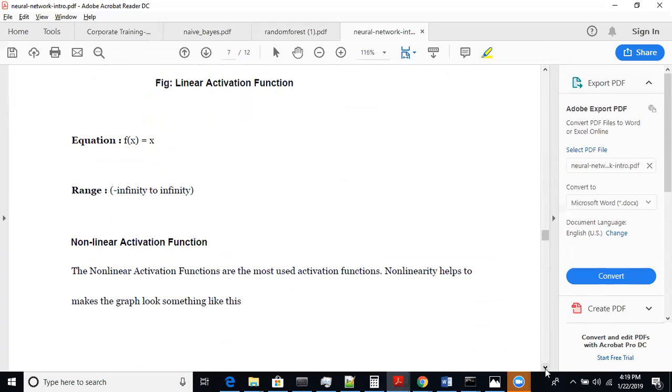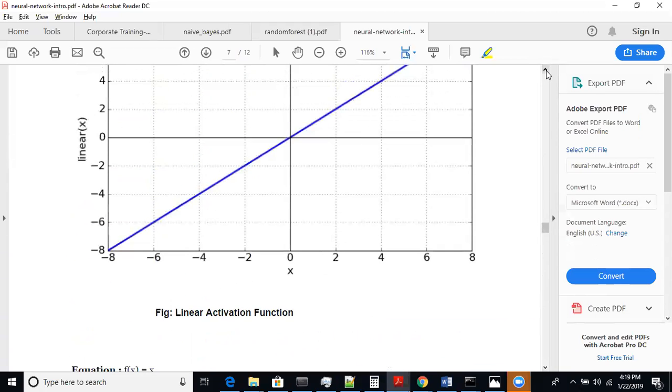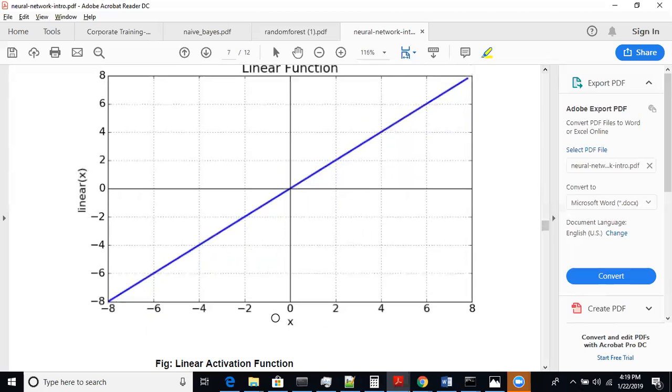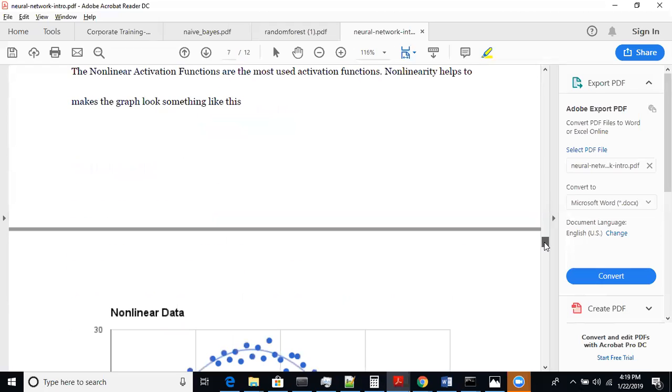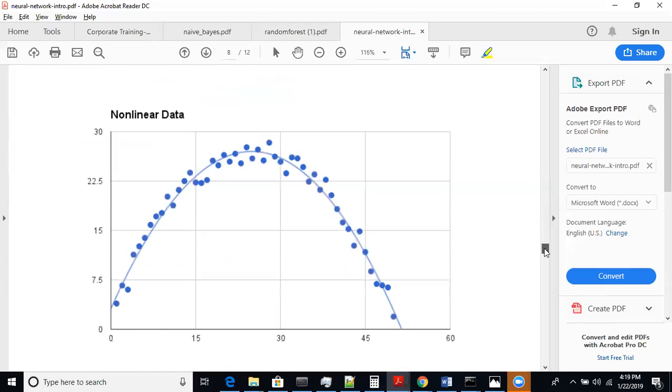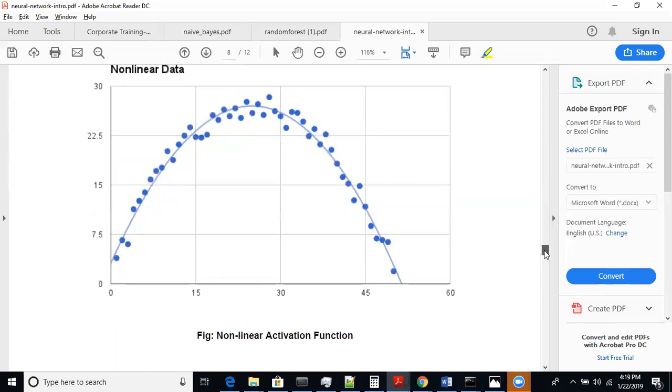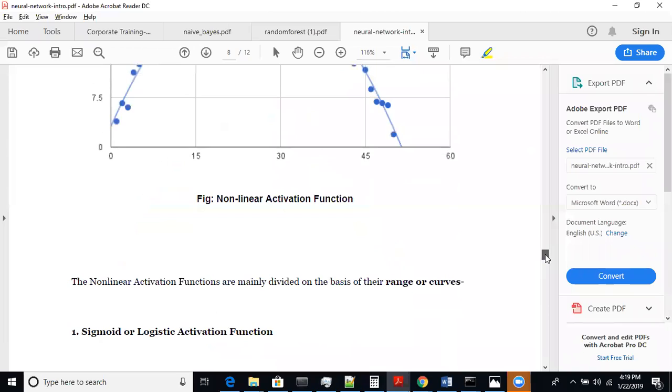And what it looks like is a non-linear activation. So f(x) is equal to x, and the range is minus infinity to plus infinity. f(x) is equal to x. And non-linearity helps make the graph look something like this. Non-linear means any kind of shape, right? Now, non-linear activation functions are mainly divided on the basis of the range of curves.